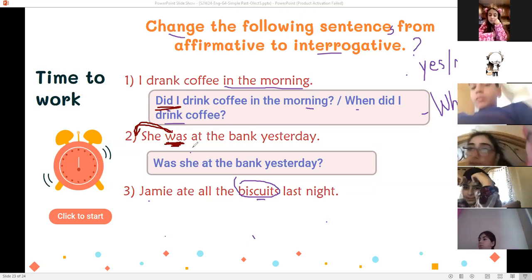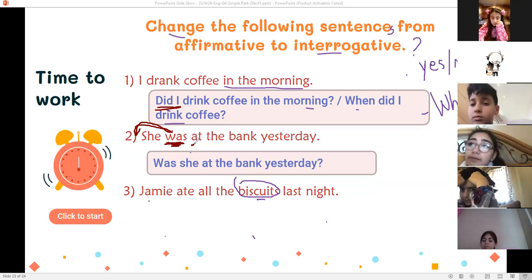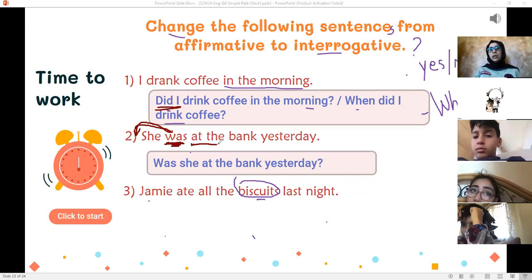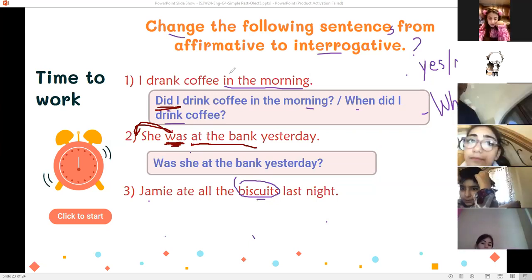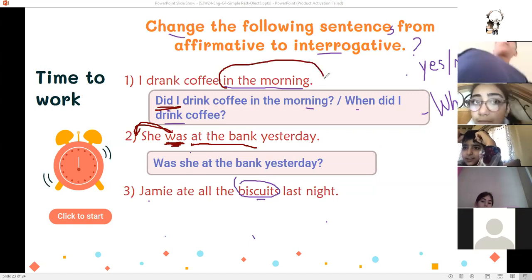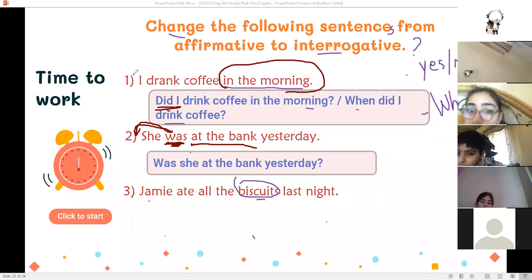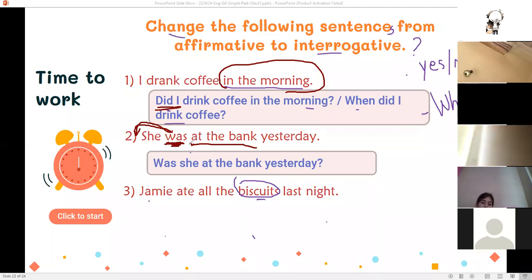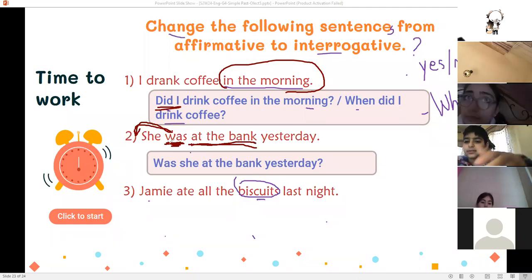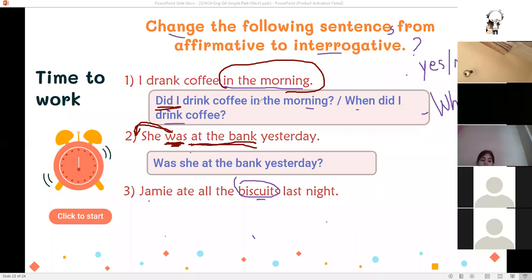Miss, in Arabic, sometimes the teacher will give you a sentence and underline the answer from the sentence and then you have to formulate a question. For example, here, if the answer should be in the morning, then your question would be, when did I drink coffee? So the answer will be in the morning. So here also, if I underlined at the bank, your question should be, where was she yesterday? The answer is at the bank. But here I did not underline any part, so any question can be correct.